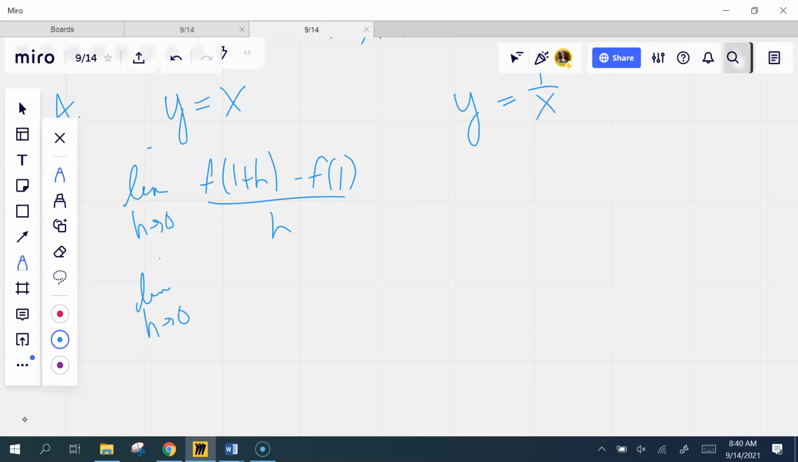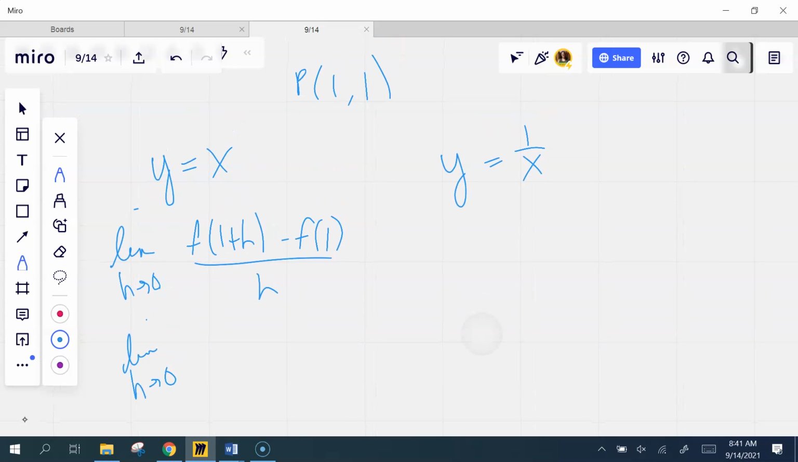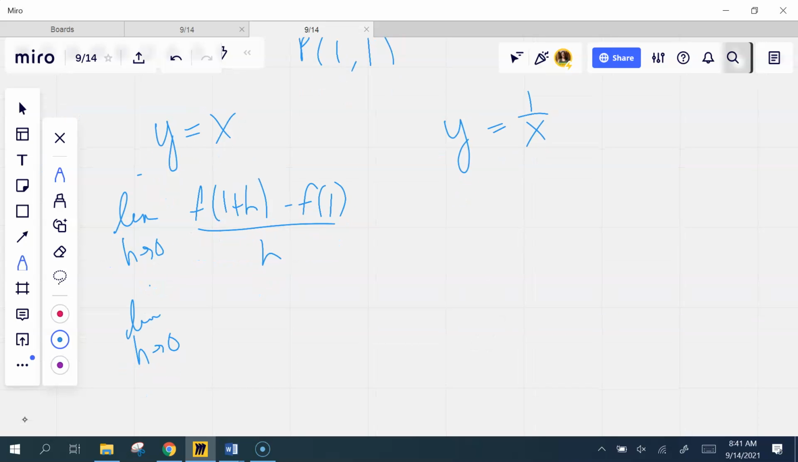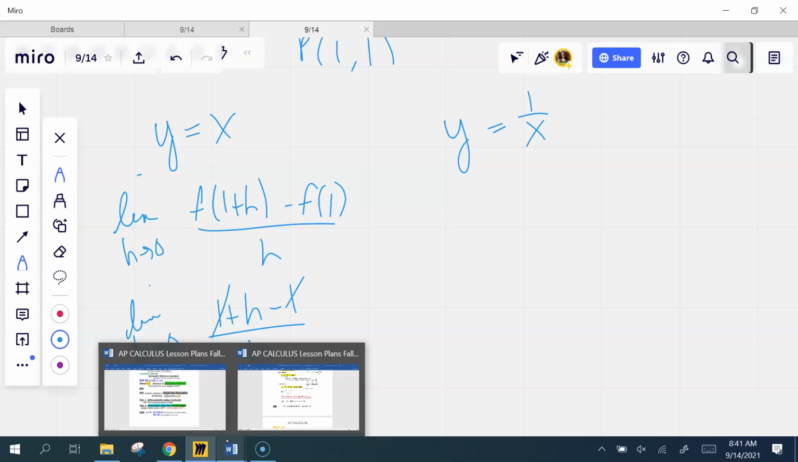1 through 4, you should have done it algebraically, but the others weren't algebraic. How'd you know that x was 1? Because it says the point P is 1, 1. So 1 plus h minus 1 over h, that leaves me with 1, right?